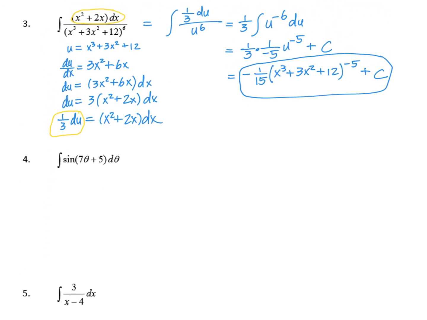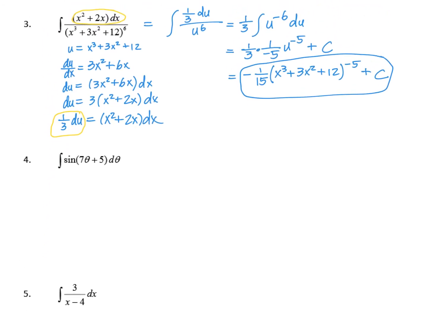Number 4. Well, here, we can actually deal with this problem without that process of u substitution, but we're going to use u substitution to see how it works. So we look over here and we go, okay, 7 theta plus 5 is a little bit more complex than we would prefer it to be. It would be nice if it was just sine u. So we're going to make u equal to 7 theta plus 5.